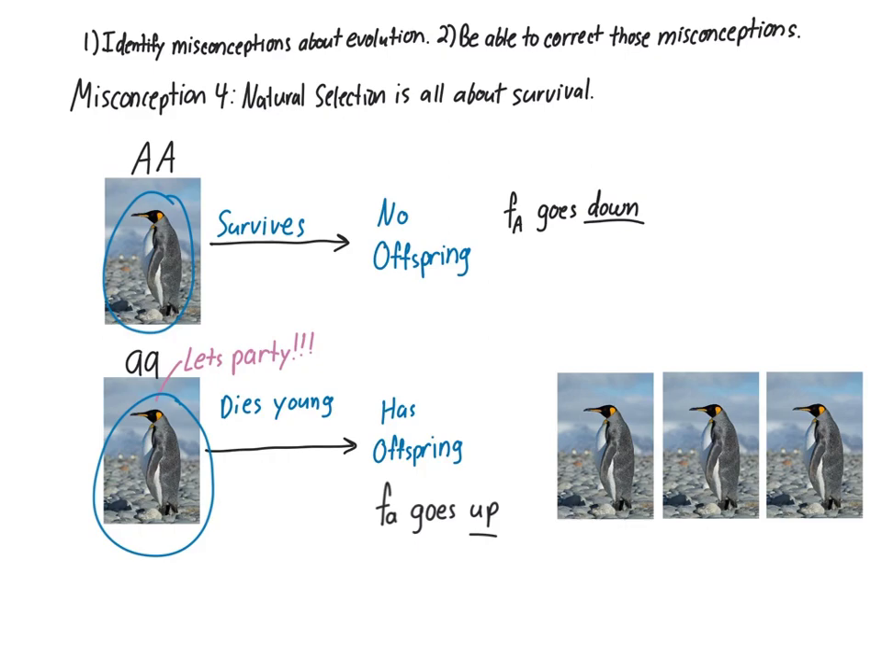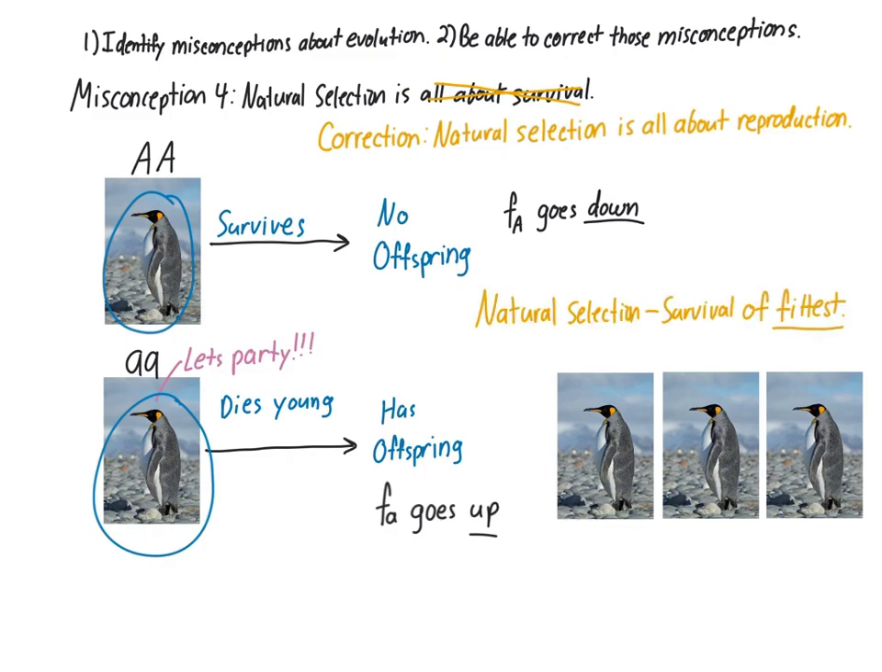who died young. So natural selection is, I think, more precisely described as not all about survival, but all about reproduction. Natural selection is, in fact, survival of the fittest, but fitness doesn't mean survival. It literally means how many offspring a given genotype has. So whether the frequency of a given allele goes up or down depends not on how long that individual, or on average that genotype, survives, but how many offspring each genotype has.